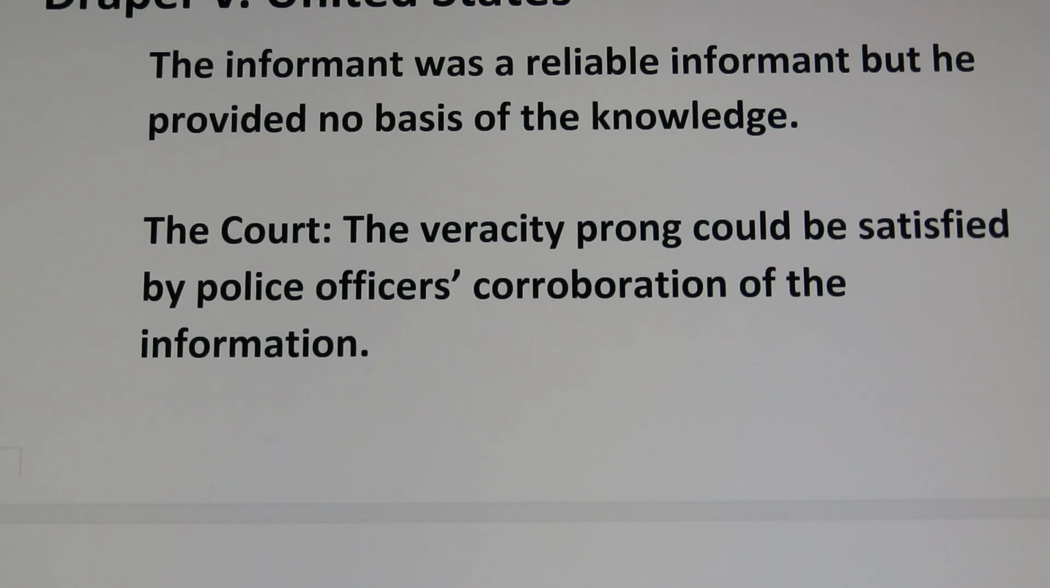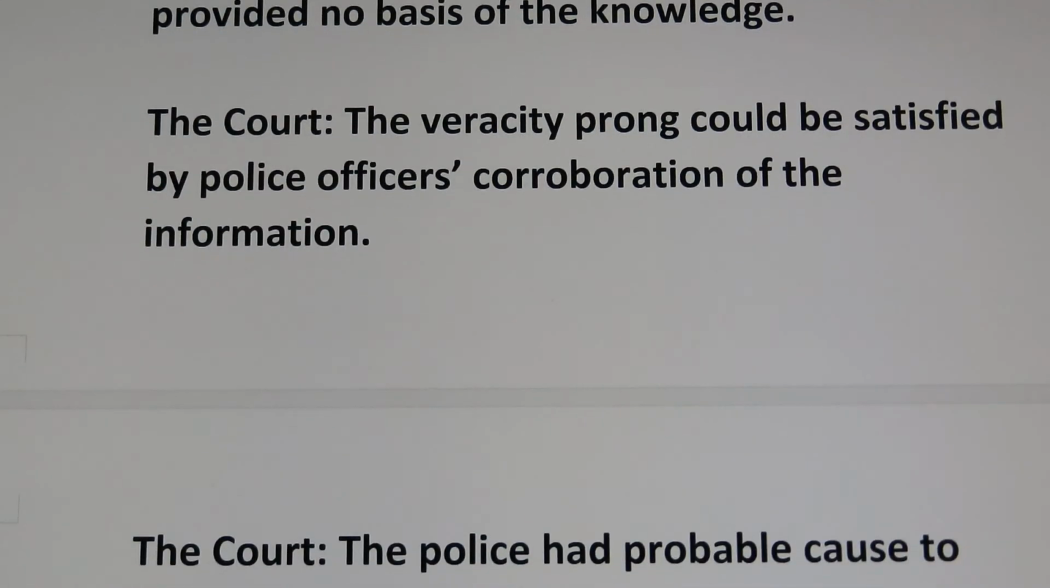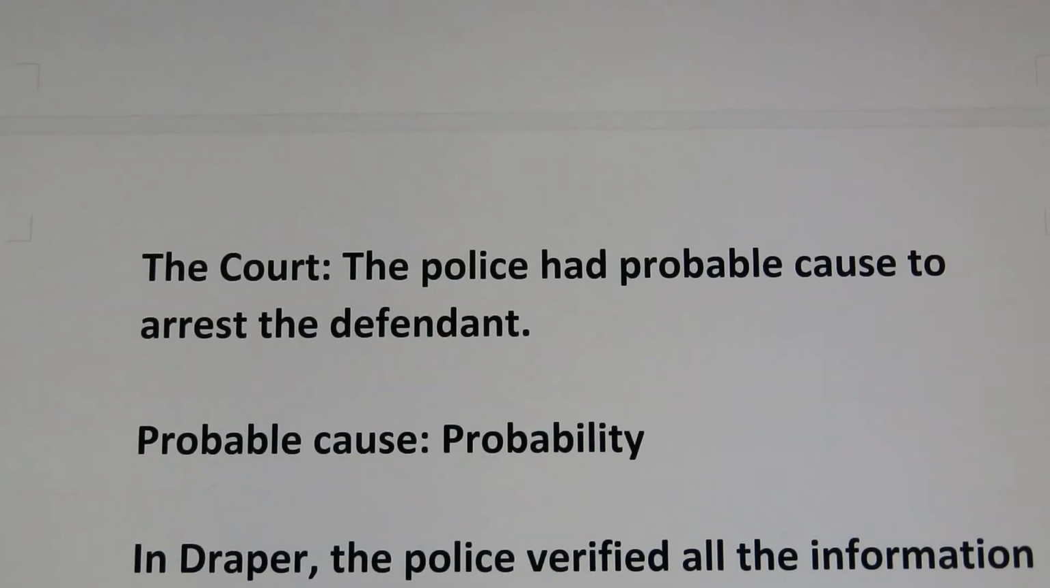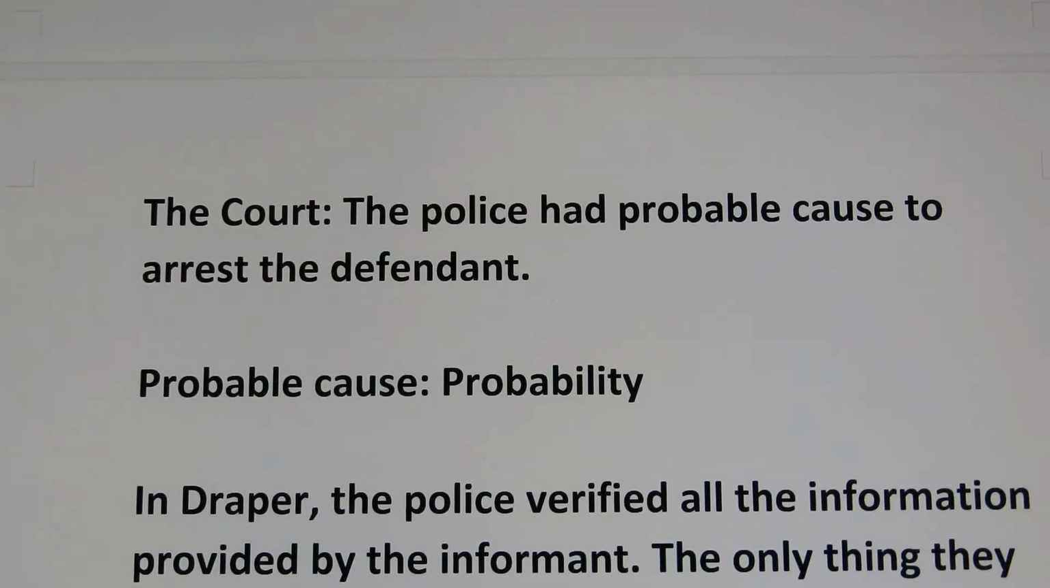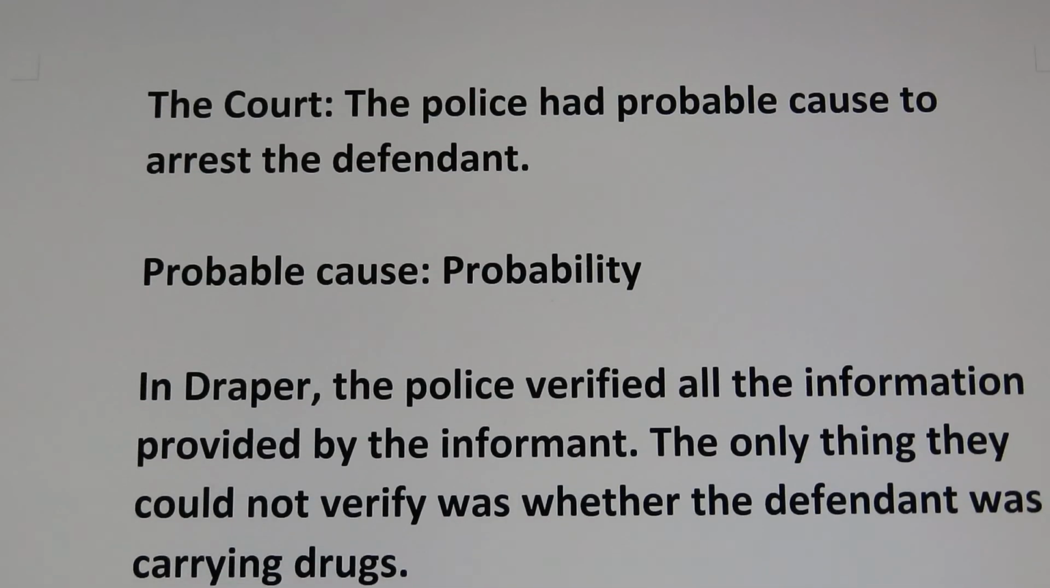Let's look at the analysis of the court in this case and why the court said this second prong could be satisfied by this police corroboration.